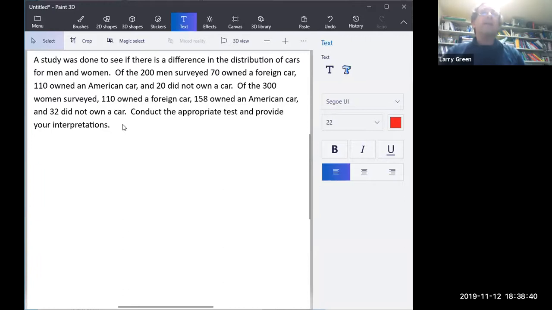So Victor, you're right. They conducted 2 surveys, and that's a big deal. But there's something we don't have this time that we had last time. We got our categories: foreign, American, did not own a car. We had that last time, and we have it this time. Not quite. Maybe I should mention it.